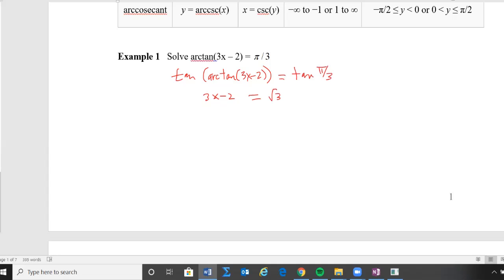So what that does is it gets that x out there. Now we can actually solve this. So we'll have 2 plus root 3, and then we divide by 3, like so. So we get an answer. So what we found, now down here, remember, the arctangent of this is pi over 3. So the tangent of pi over 3 must be 3x minus 2. That's essentially what it's saying.